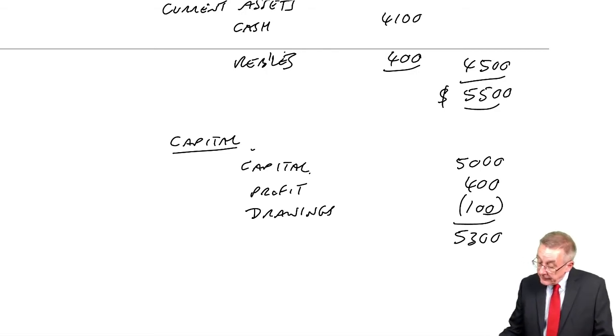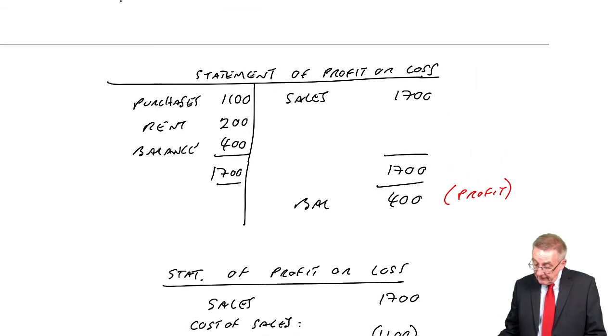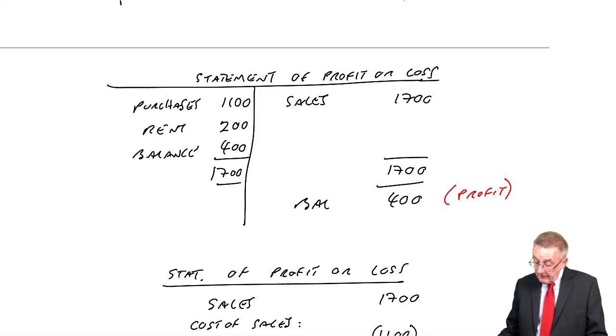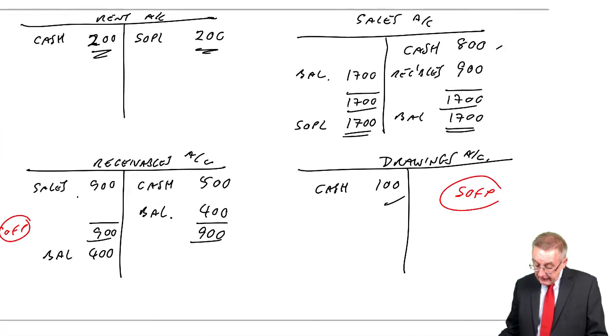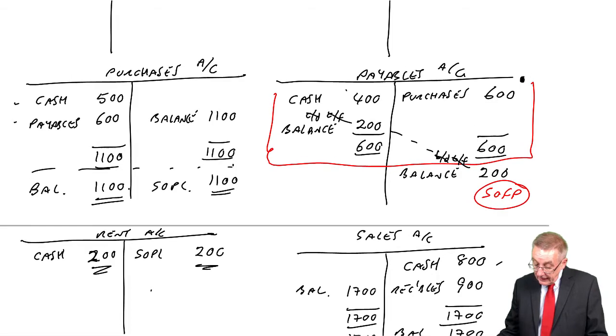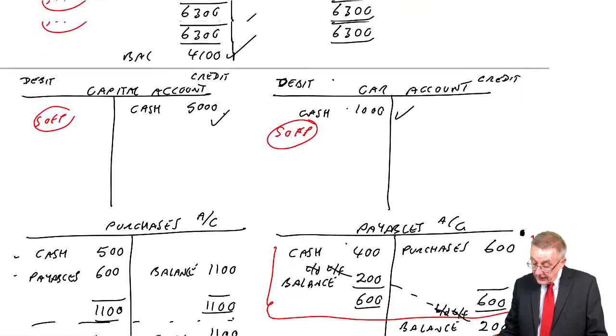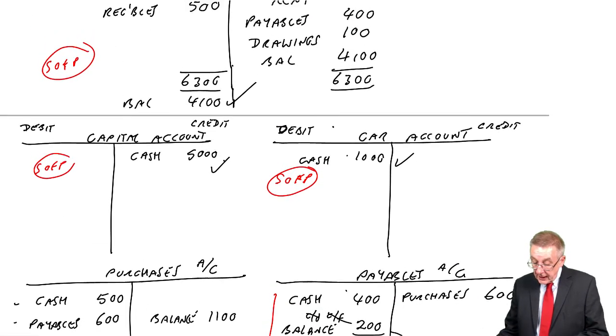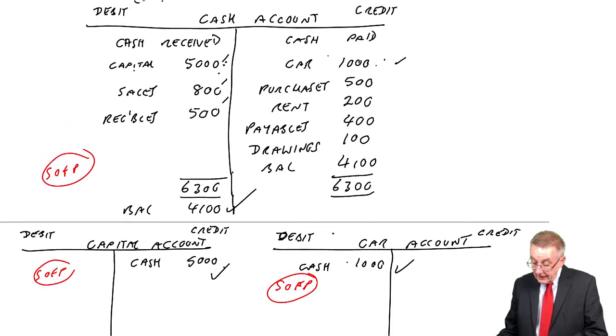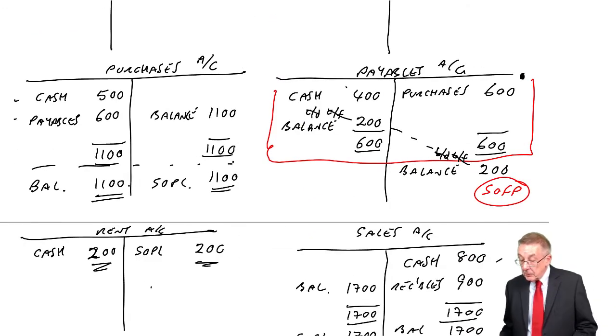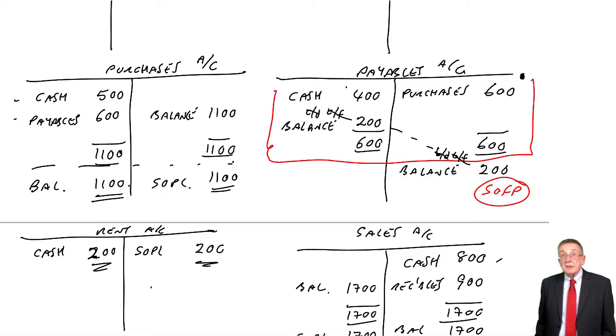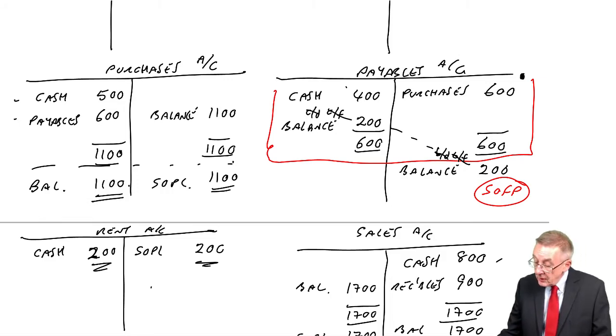Any balances left? I think there's only one left, isn't there? We've listed that one. We've listed receivables, drawings, sales, rent was 0. We listed purchases, I'll come back to payables. We've listed car, capital, cash. The only one left is payables. A balance of 200. It's a current liability, so list it.